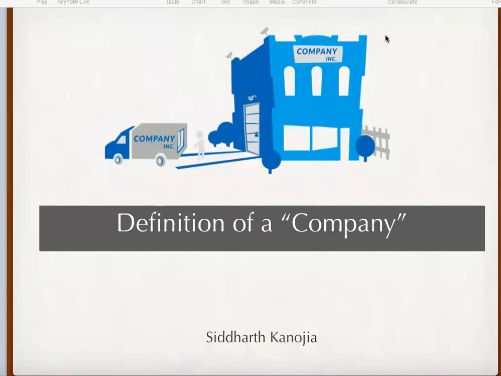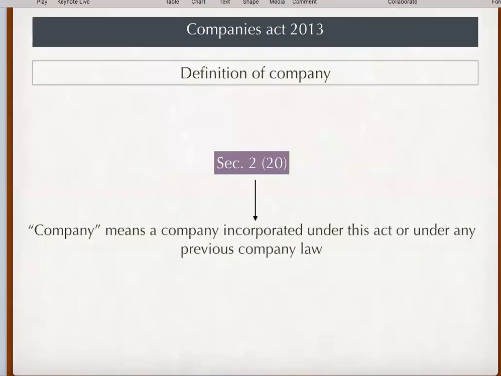Hello friends. So today we are going to talk about the definition of company defined under the Companies Act 2013. Now, as per Section 2, subsection 20, the company is defined as a company incorporated under this Act or under any previous company law.